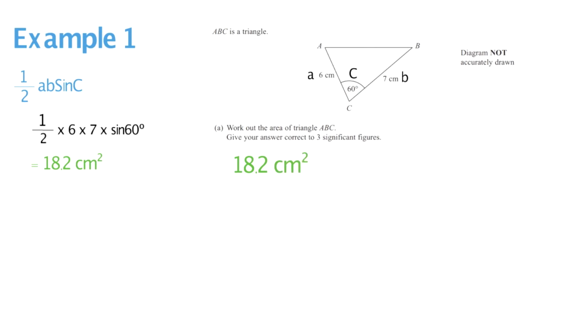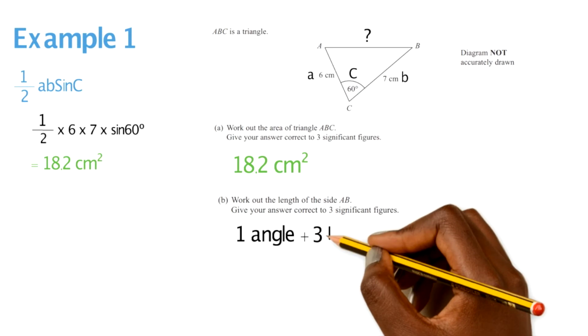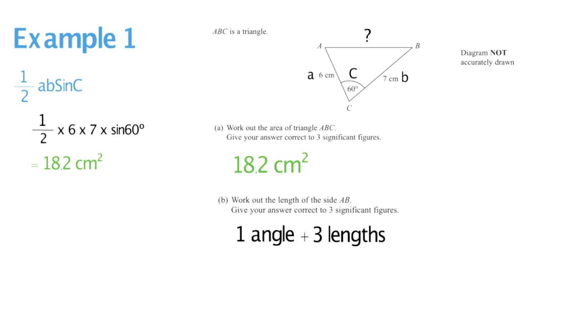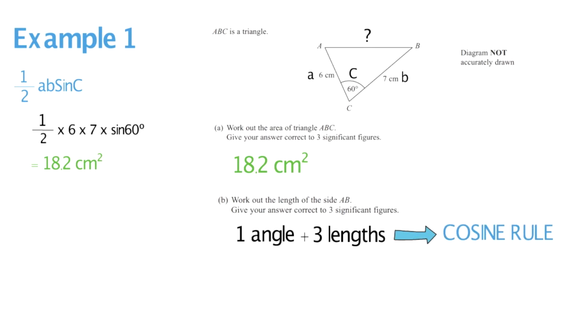Then this question has a part b. So in our part b it says work out the length AB. So now it wants us to work out the missing length AB on the triangle. So in total we have one angle, which is 60 degrees, and we have three lengths, the 6, the 7 centimeters and the one that we're trying to work out. So because of that we're going to end up using cosine rule. See what I did there?